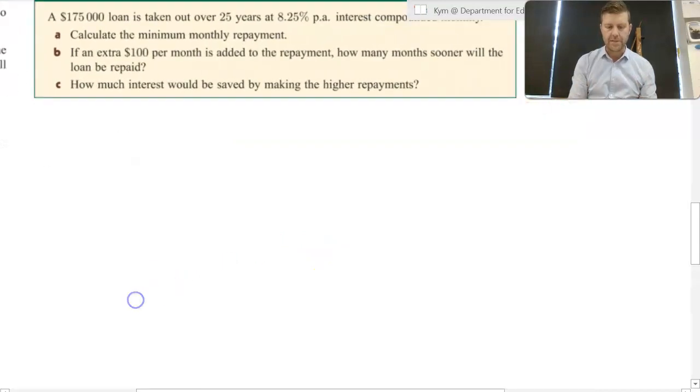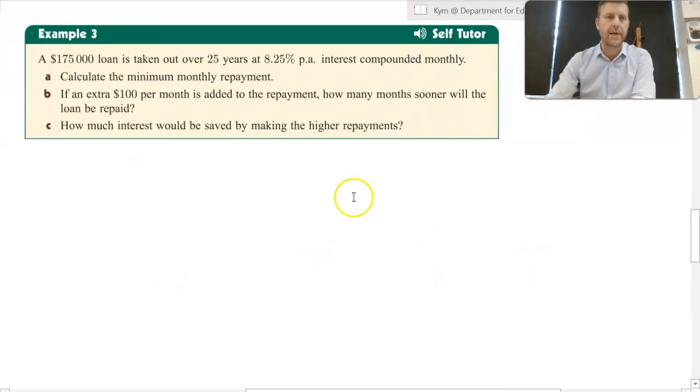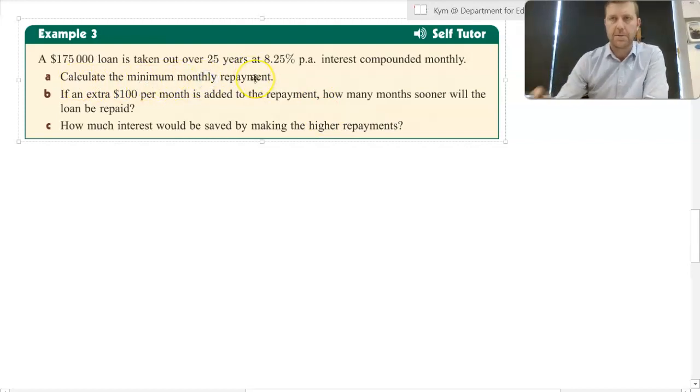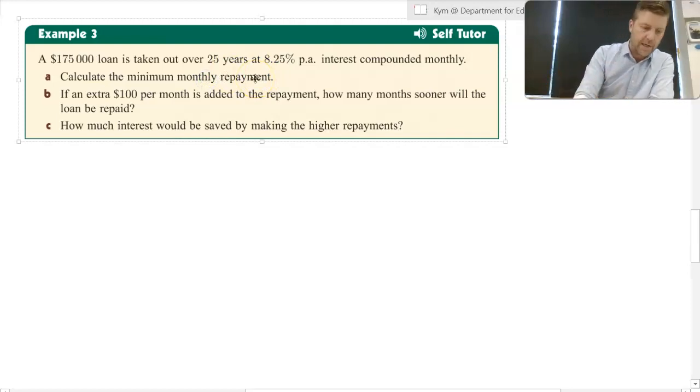So we'll get straight into the example here where it says a $175,000 loan is taken out over 25 years, 8.25% per annum with interest being compounded monthly. The first question asks us to calculate the minimum monthly repayment. So we're going to do that on the graphics calculator.